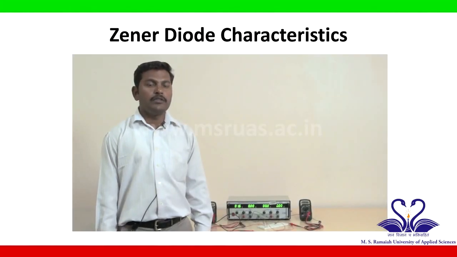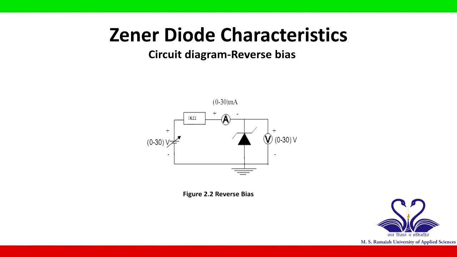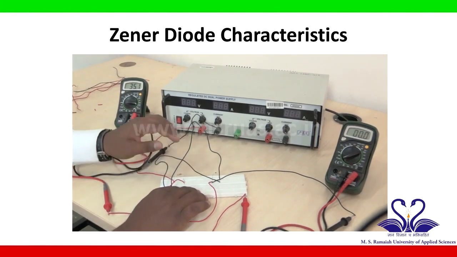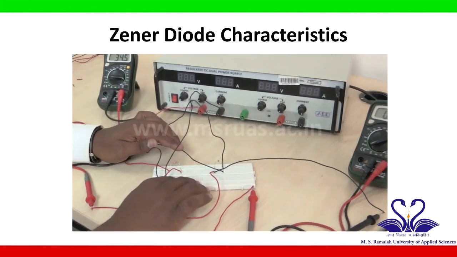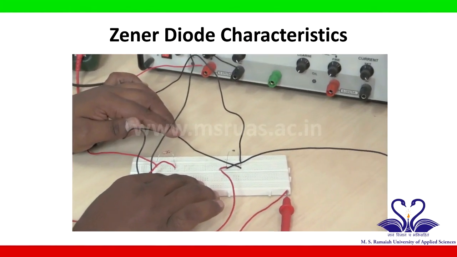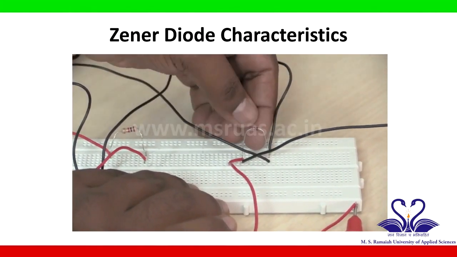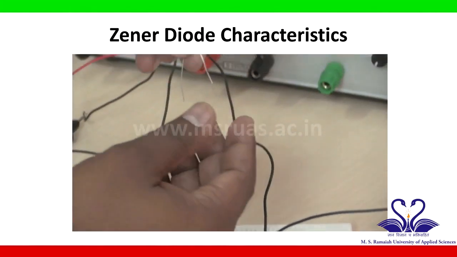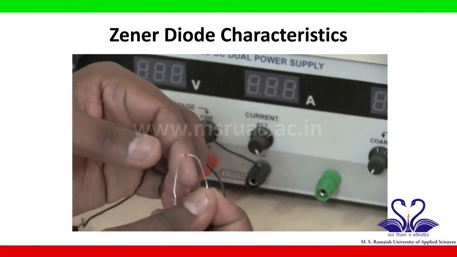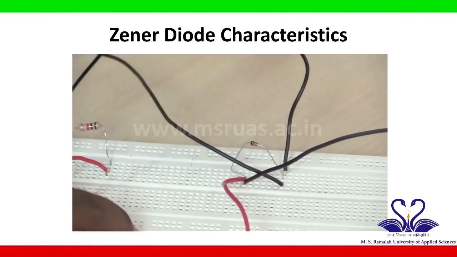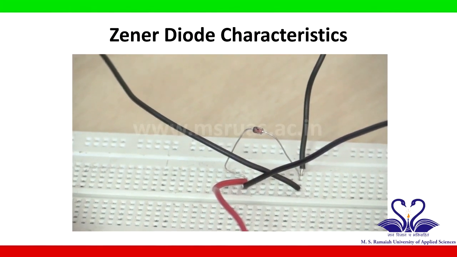Now we have finished with the Zener diode forward bias circuit connections. Let us begin with the Zener diode reverse bias circuit connections. This is the circuit connection of the Zener diode forward bias circuit, and now we will start with the Zener diode reverse bias circuit connection. If you see the circuit diagram, there is a very small difference between the forward bias and reverse bias circuit, that is the diode direction. So this diode is in forward bias. If I remove this diode, reverse the diode and reconnect in the breadboard like this, this is the circuit connection for the Zener diode reverse bias.